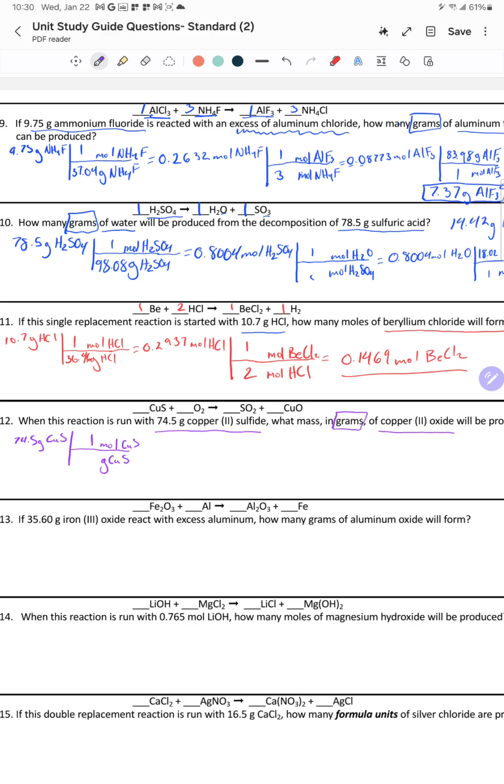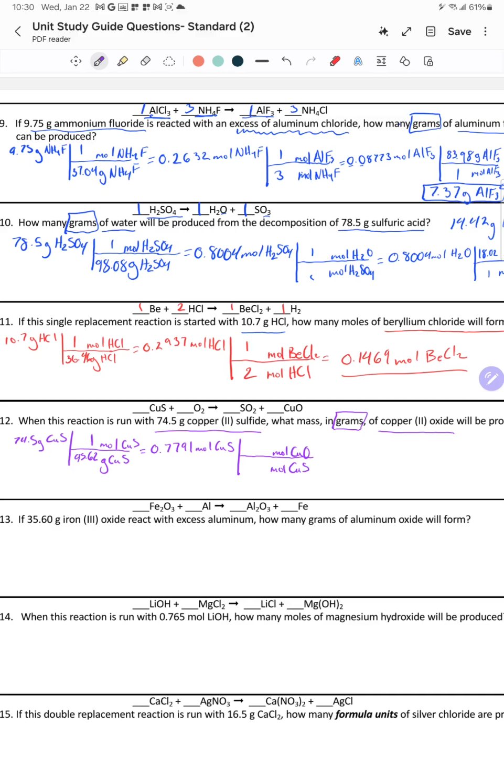All right, so 1 mole, I have to look up the molar mass for copper 2 sulfide, and that's going to be 95.62. Once again, you calculate this from your periodic table. I'm going to multiply the top, divide by the bottom. 0.7791 moles of copper sulfide. Now I need to go from moles of copper sulfide to moles of copper 2 oxide, so moles of copper 2 oxide from moles of copper 2 sulfide.